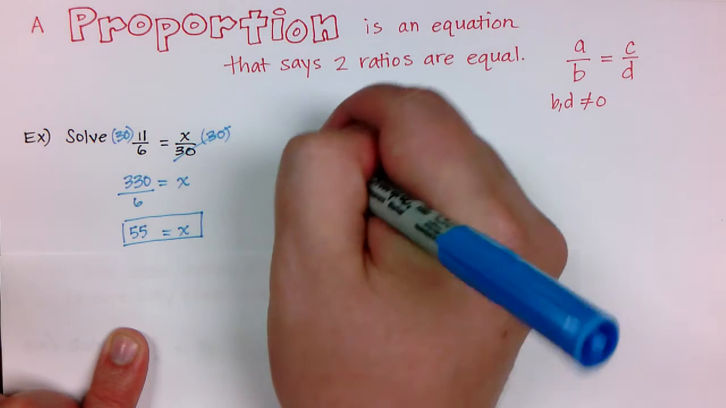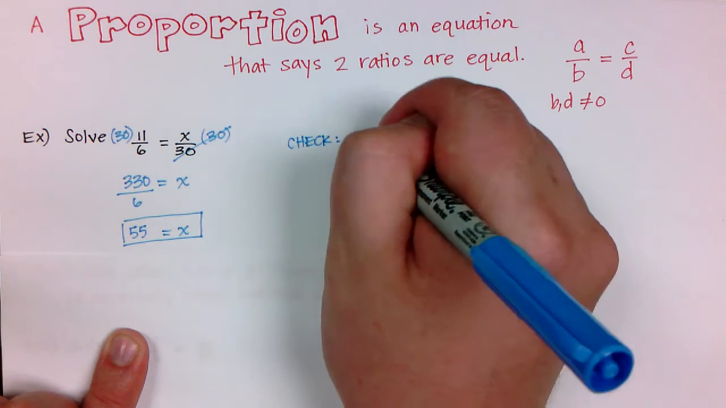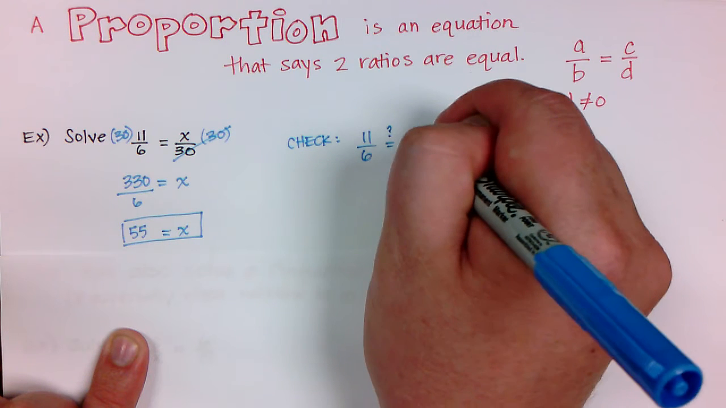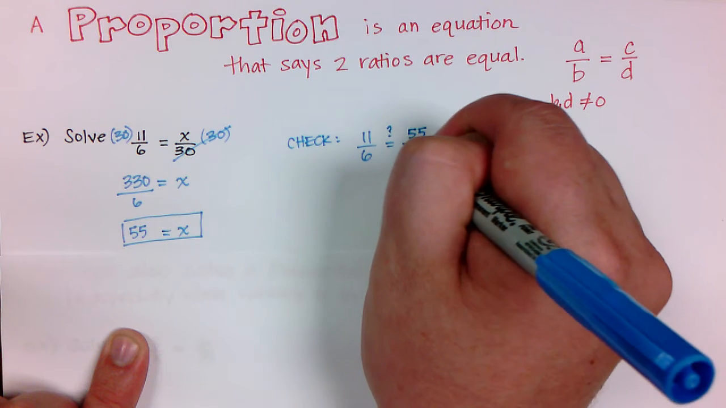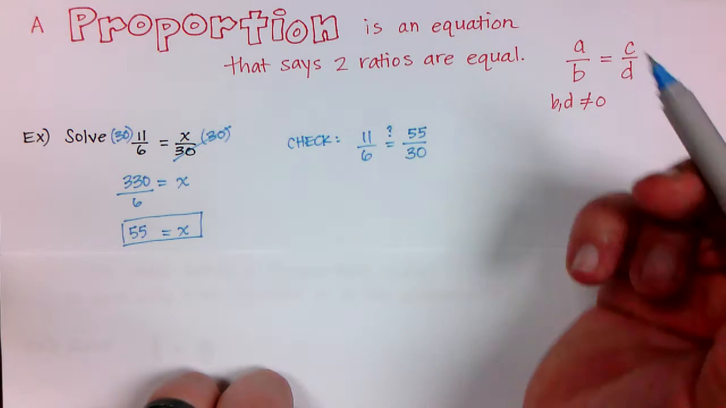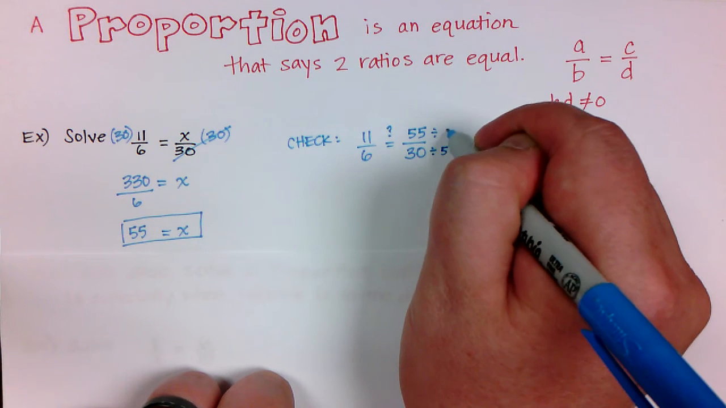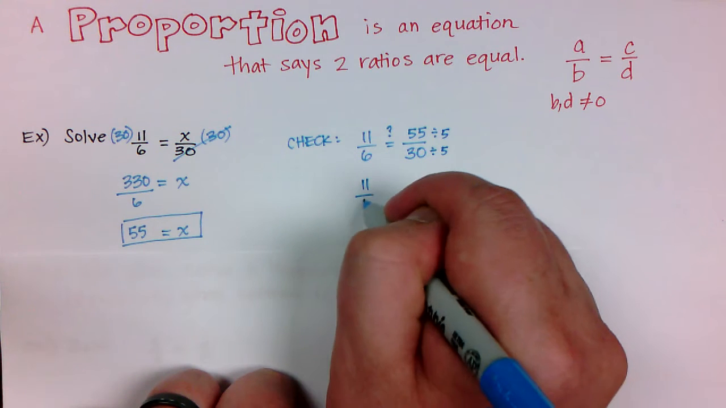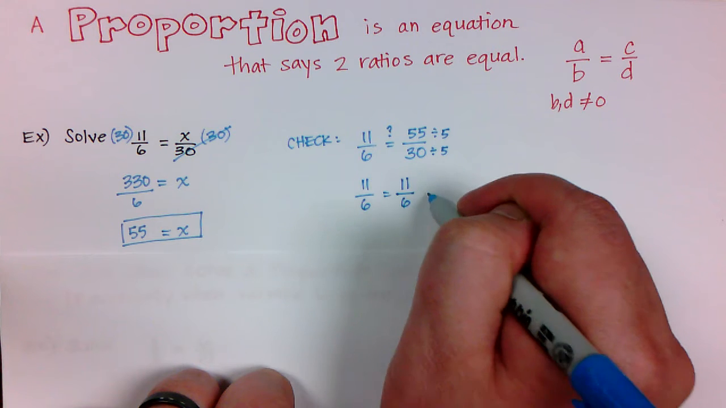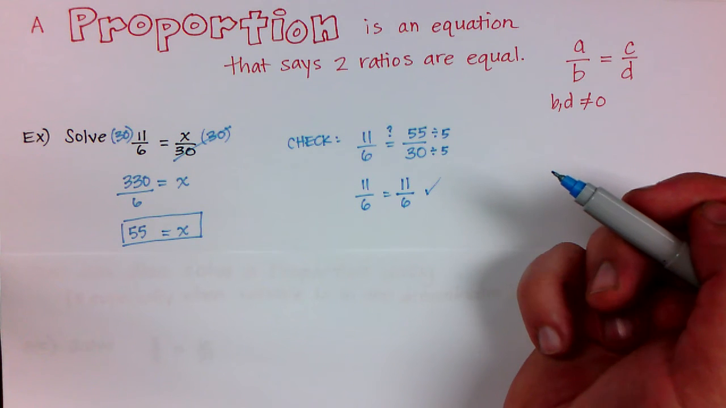All right, let's go ahead and just check our work real fast. 11 over 6, is that equal to, question mark, 55 over 30? Okay, well they don't look like they're equal, but this just means that I need to reduce. So I think I can divide both of these by 5. That's a common number. So let's check this out again. 55 divided by 5 is 11. 30 divided by 5 is 6. So yes, I did find the right answer for x.